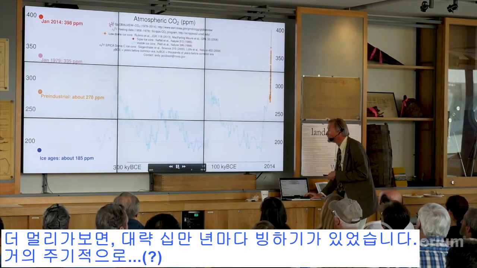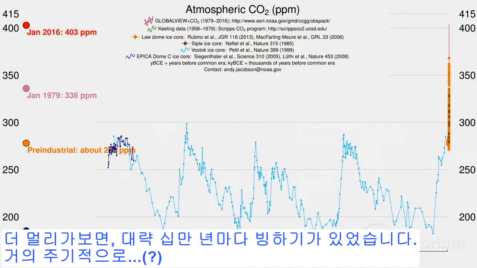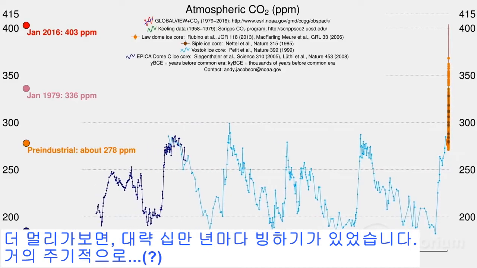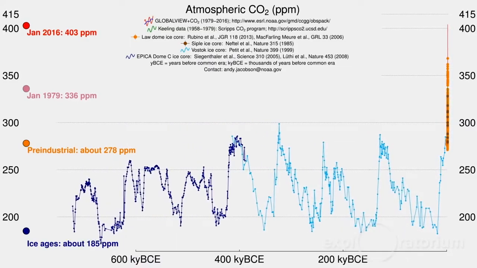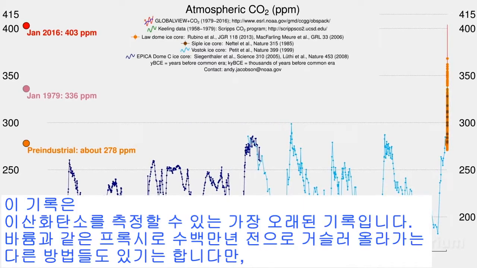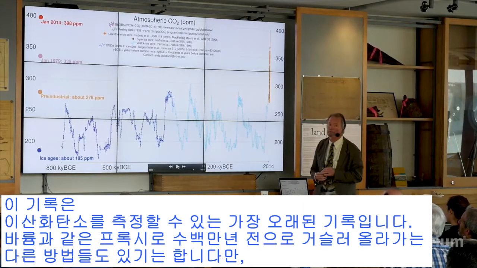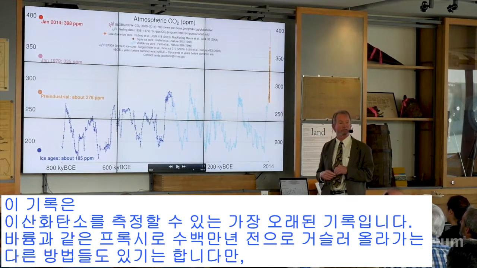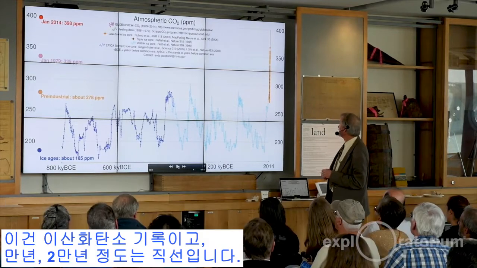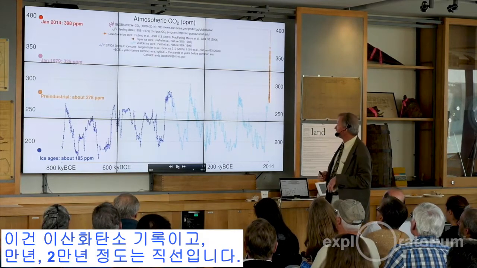Going further, another interglacial every 100,000 years. It's like clockwork, which is what it is. So this is the record as far back as we can go with measurements of carbon dioxide. There's other ways to go back millions of years by going into proxies like barium and that. But this is the CO2 record.